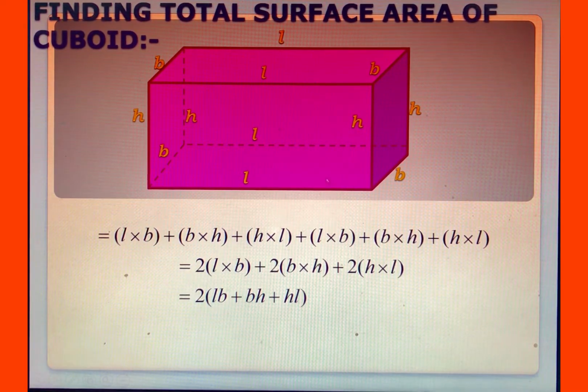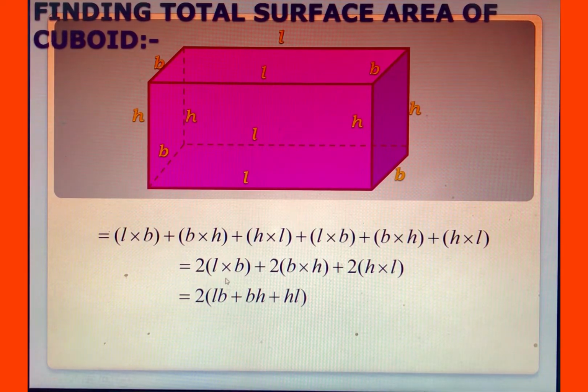So dear, there are 2 identical faces, that is front face and back face. So the area of front face and back face is 2 into L into H. Area of right face and left face, that is B into H, so 2 times B into H. And again area of top face and bottom face, that is 2 into L into B.